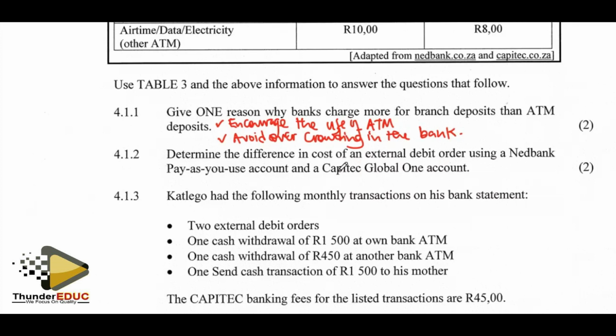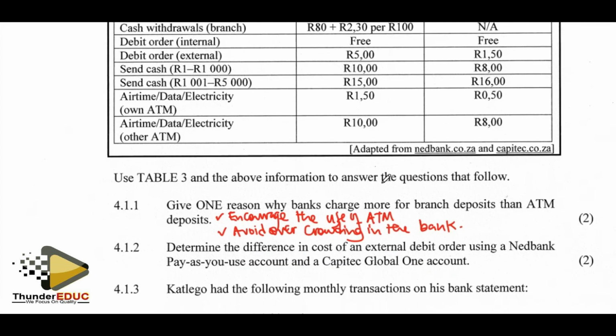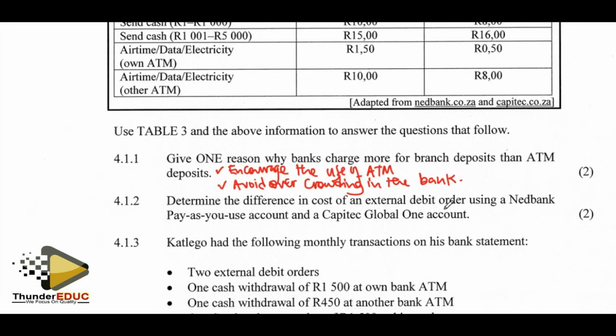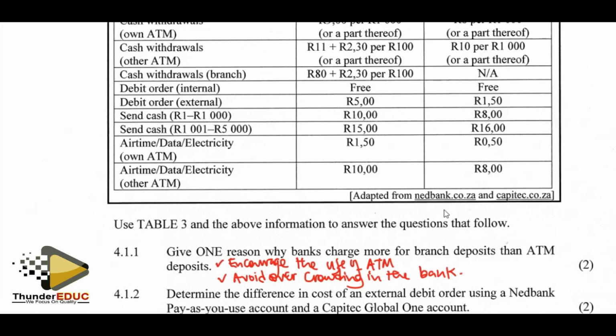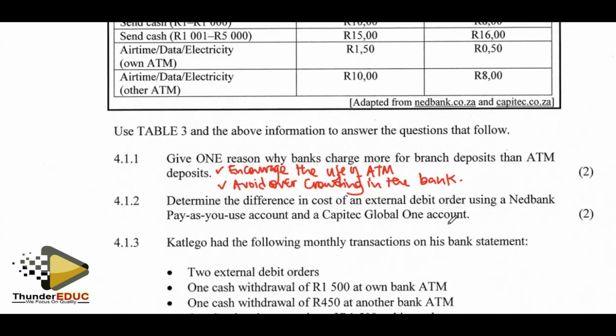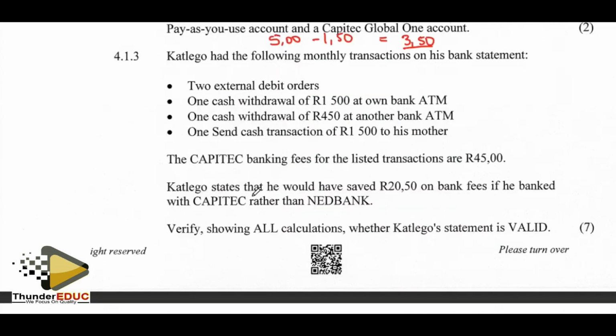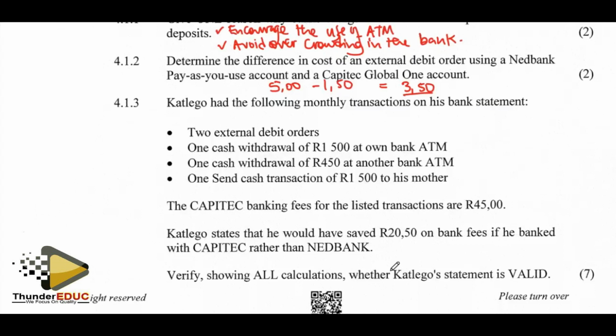Use the account and I check global one. So let's come here, we are looking at determine the external debit order. External debit. So the difference here, we shall say 5 rand minus 1 rand 50 cent, which gives you 3 rand 50. That's the difference. All right, let's concentrate on this.